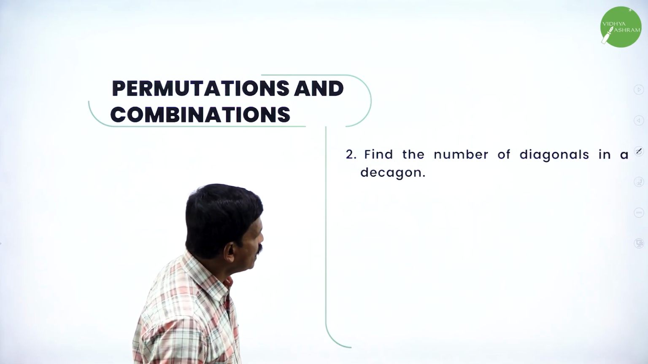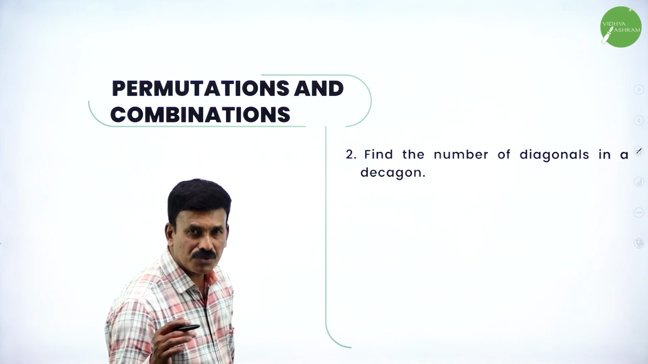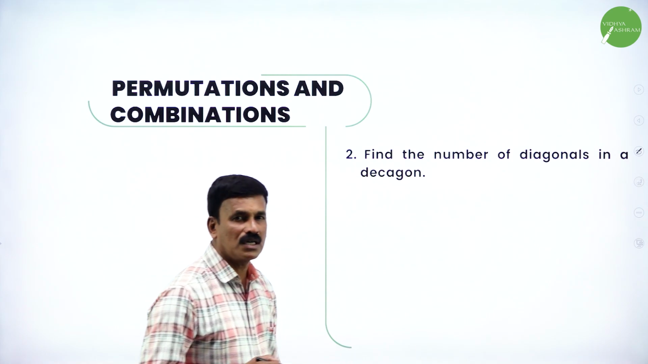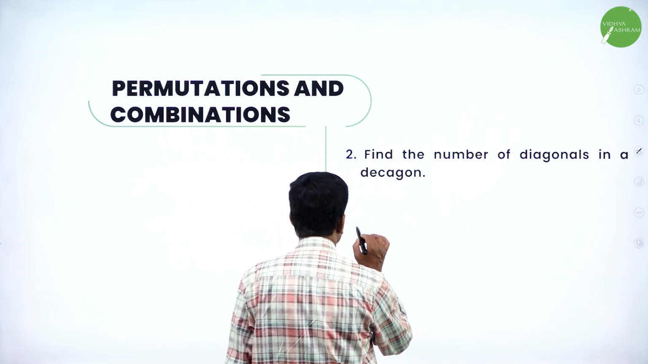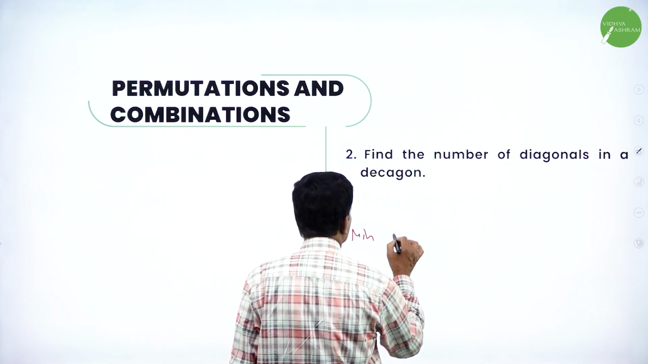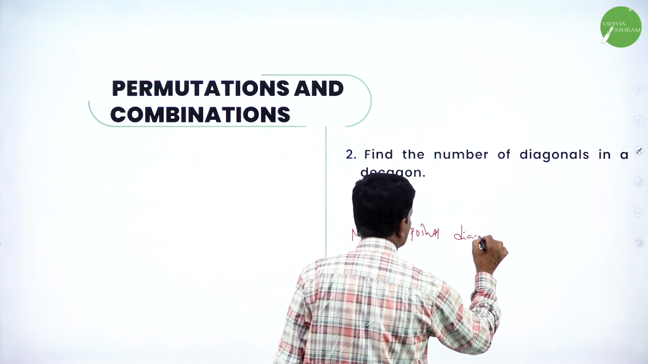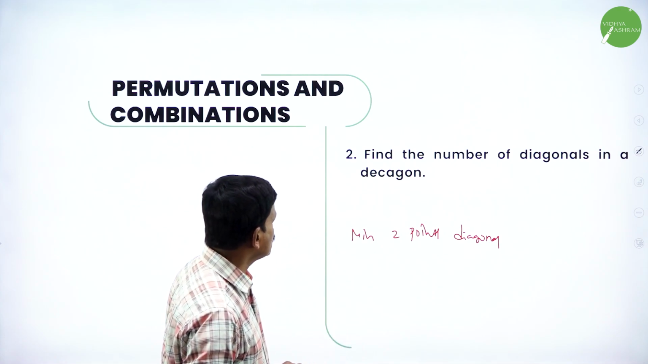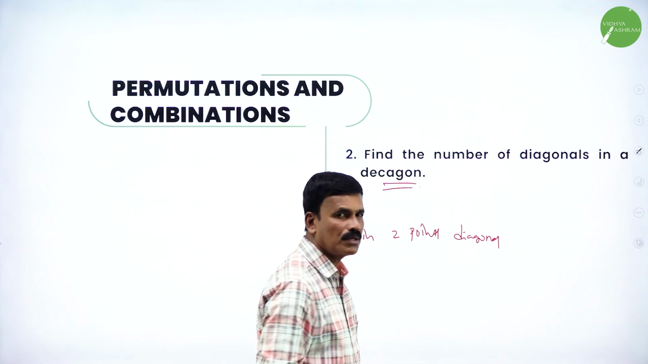Find the number of diagonals in a decagon. Let me read the problem. Let us move on to the next problem. Find the number of diagonals of a decagon. Number of diagonals. Here also to write a diagonal, minimum 2 points are required. Minimum 2 points are required to write a diagonal, right? So here find the number of diagonals in a decagon. Very simple problem for 2 marks.